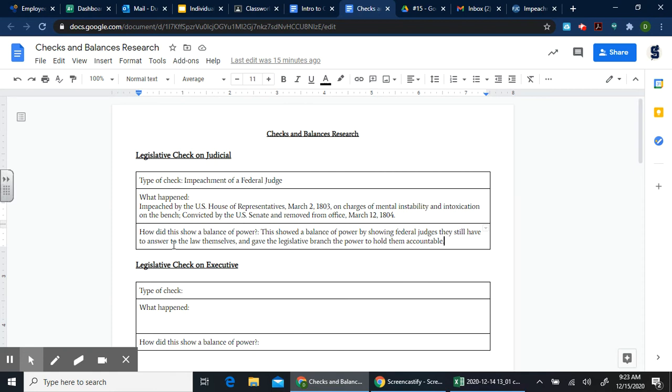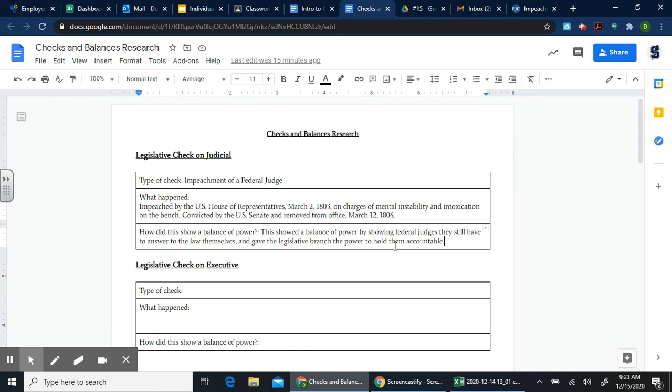All right. So now here's the part that usually becomes the trickiest with this assignment. How did this show a balance of power? There is no internet search for this. This is you coming up with this idea. So it's legislative checking judicial. So what I wrote was this. This showed a balance of power by showing federal judges they still have to answer to the law themselves and gave the legislative branch the power to hold them accountable.